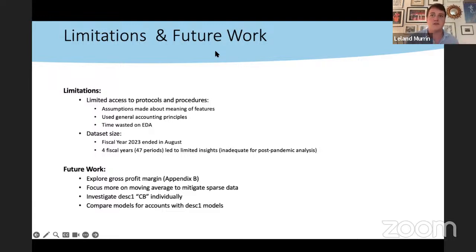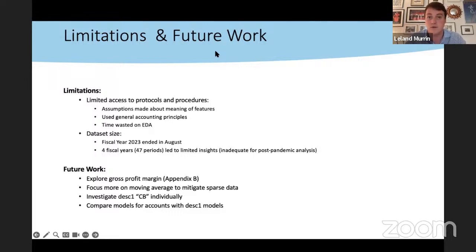When you convert things to gross profit margin, the same troughs don't exist. February 2023 does not experience a trough in gross profit margin. It simply experiences a trough in total revenue. So you can't really make predictions on the task at hand using that. There could be some further analysis done to see if there's some way to use gross profit margin. Could focus on moving average to mitigate some of the sparsity of this data set.